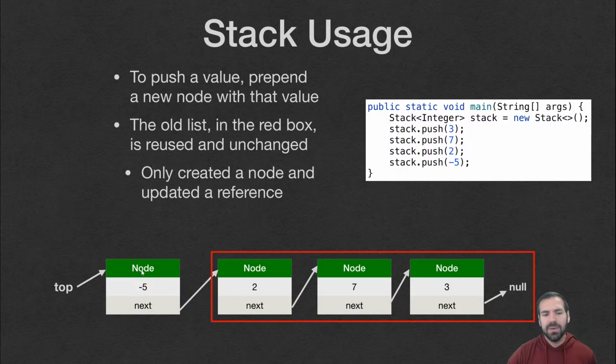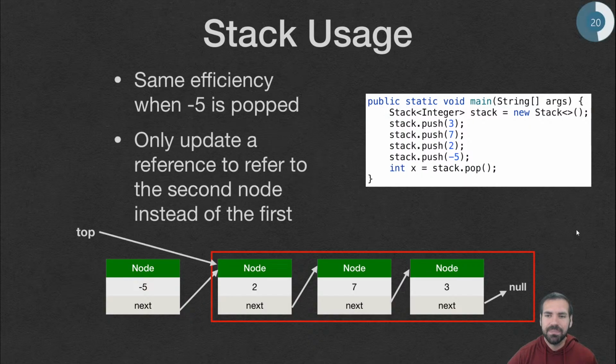So to prepend this node, we had to do very little work. We created a node and then had to refer to the old list. And it doesn't matter how big that list is because we don't have to change that list at all. We just create the new node and update one reference. That's a constant amount of work, meaning it doesn't depend on the size of the list.